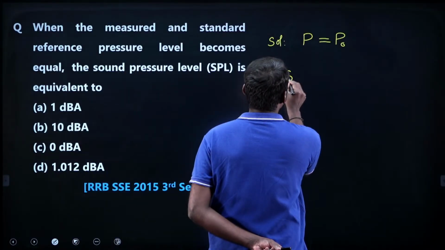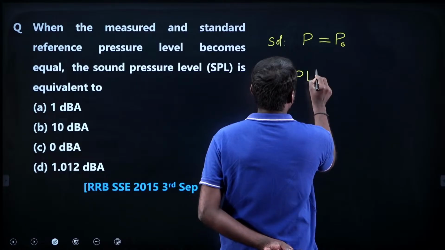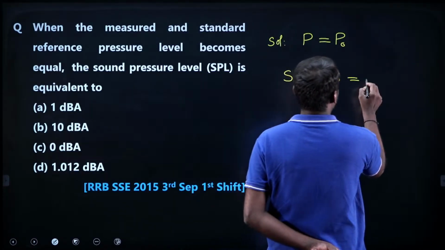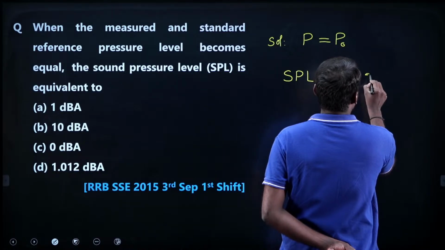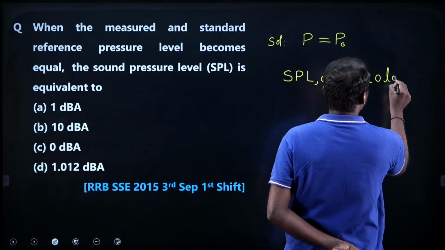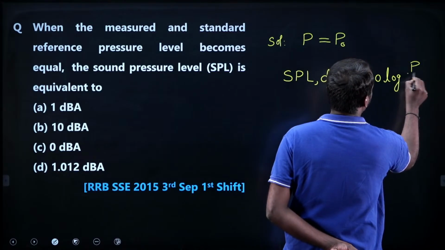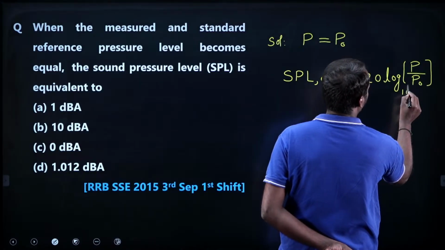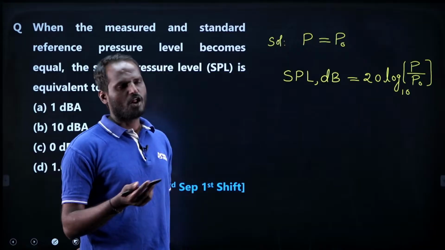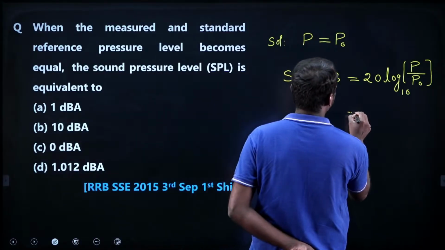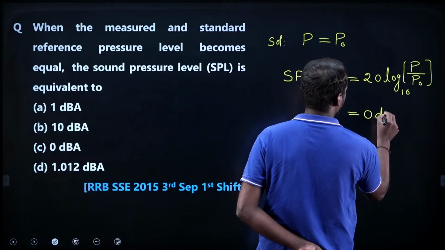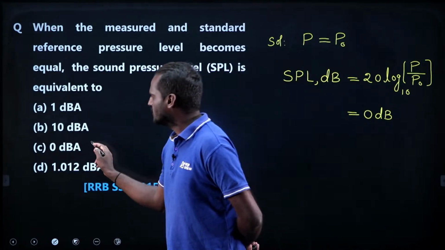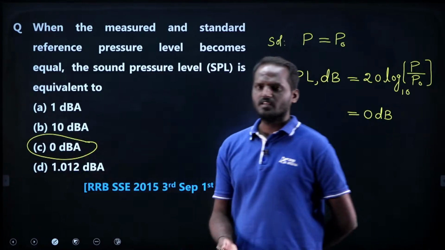What is the standard pressure level in decibel? The sound pressure level in decibel is L equal to 20 log of P by P naught, base 10. If P equals P naught, what is the value? Log 1. Log 1 will give you 0. This is 0 decibel. If P becomes P naught, the sound pressure level is equivalent to 0 decibel. Very easy question, right?